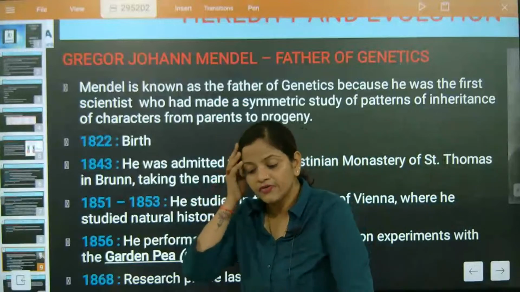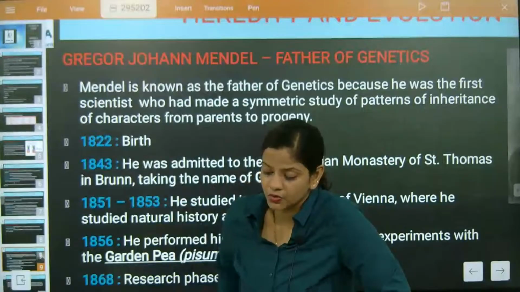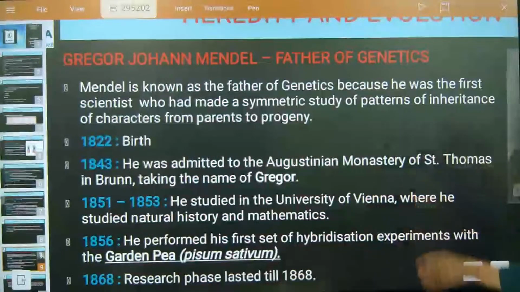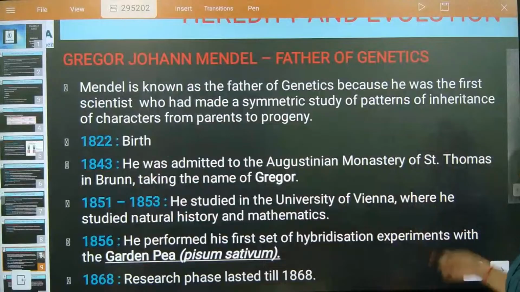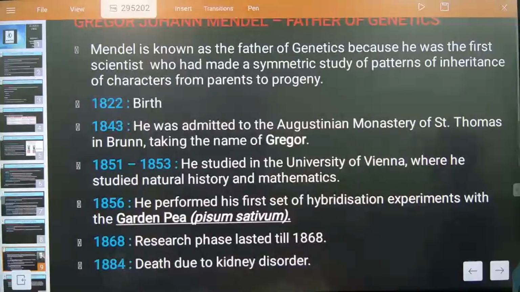So now overall chapter revision means one thing we are doing. You will come to know very soon. Okay, so now look. In 1843 he was admitted to the Augustinian monastery of Saint Thomas in Brunn, taking the name of Gregor. So Gregor John Mendel. He studied in the University of Vienna, where he studied natural history and mathematics. Mathematician.